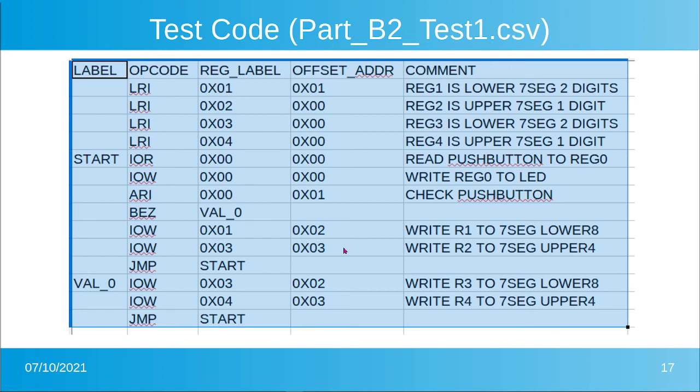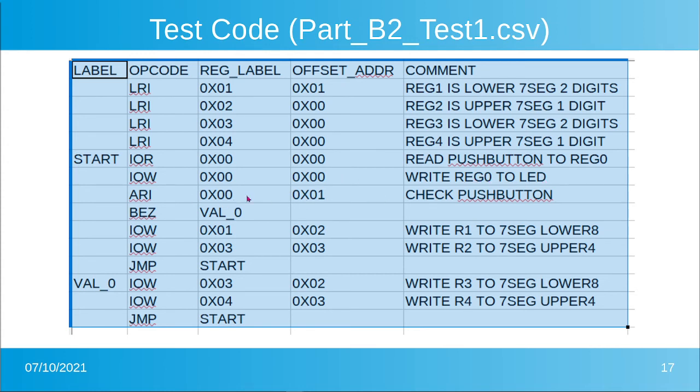So here's a piece of test code, and it kind of shows some of the beauty of having a lot of registers, because you can preload everything you would want to do. I'm loading up registers 1 through 4 with the things that I want to write to the 7-segment displays. The code here at start reads the push button into register 0. It'll then write it out, so if you push the button, the LED will light.